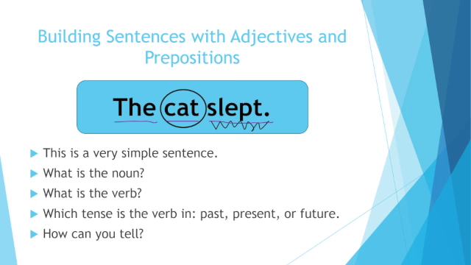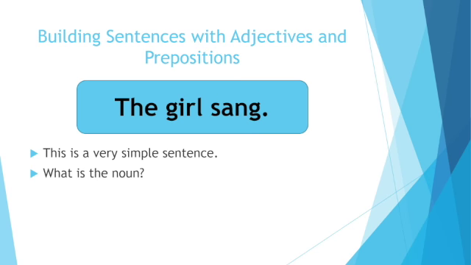No. When you use the word slept, you see the T on the end of the word. Slept means that it has already happened. So this is a past tense verb. That's how you can tell. Here's another one. This is a very simple sentence as well. Read it with me. The girl sang. What's the noun in this sentence?